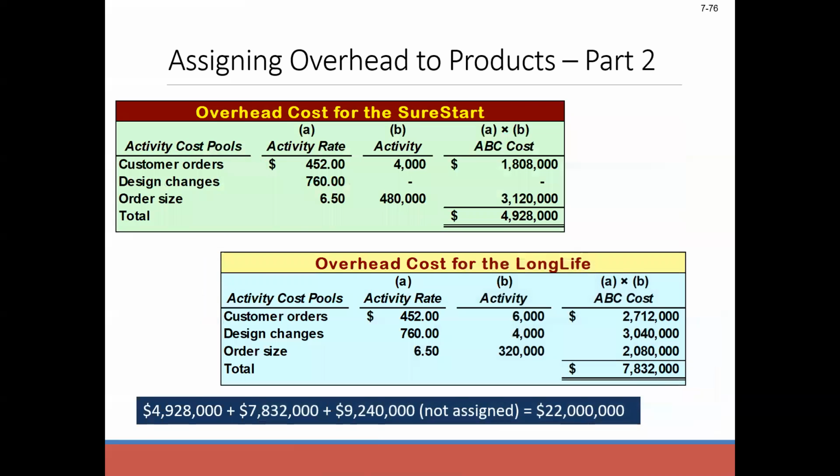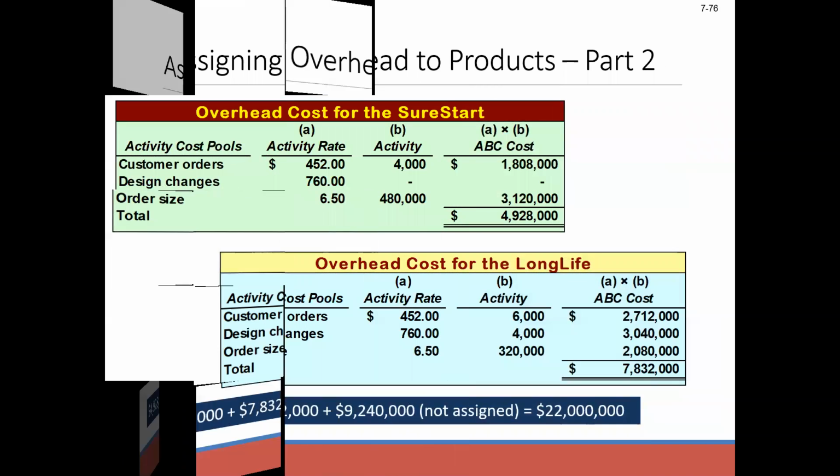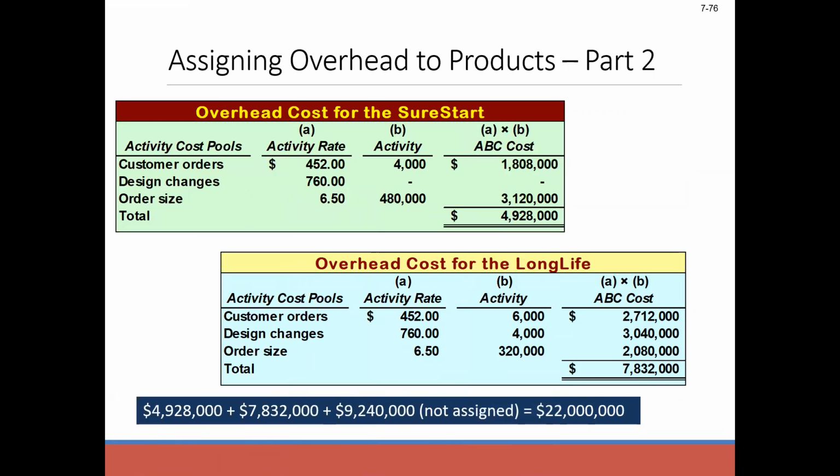So as you see here, we've got the ABC total cost of $4,928,000. We've got the $7,832,000 overhead cost for Long Life. And then we've got the $9,240,000 that is not assigned, for a total of $22 million of total costs.